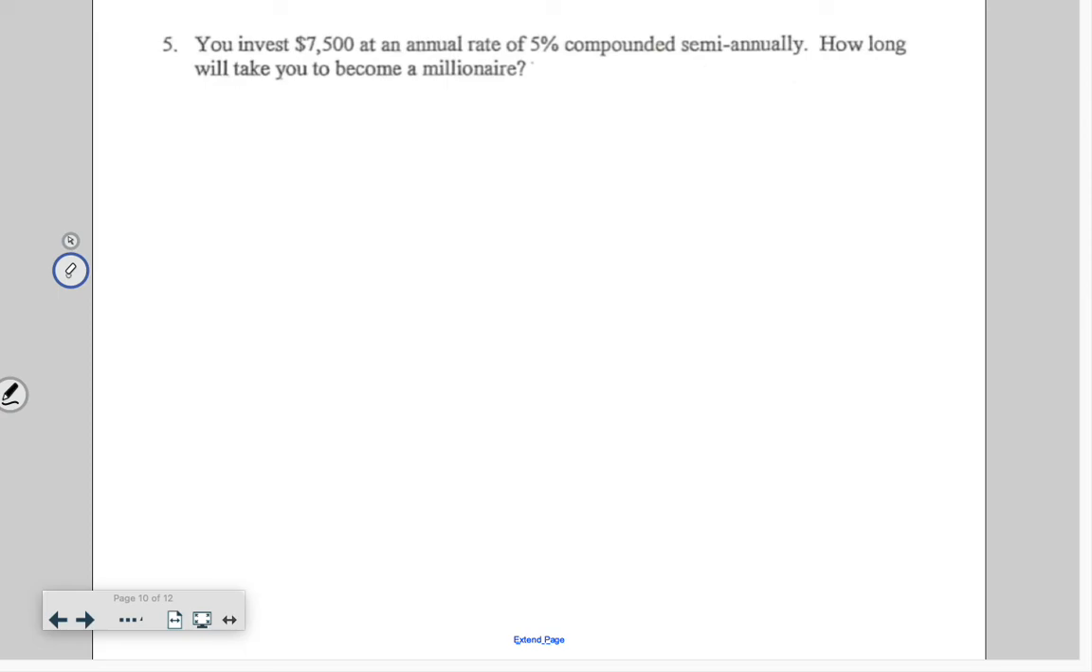This one, again, we're back to one of the money problems. Is this one the PERT formula? Why not? Semi-annually. We are not compounding this continuously, so it's the other formula. Here's the other formula. There's your other money formula that you're working through.